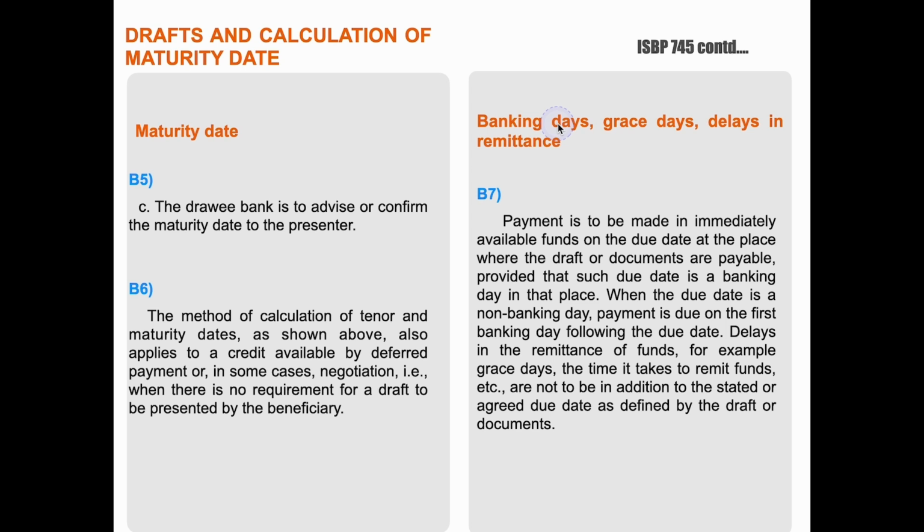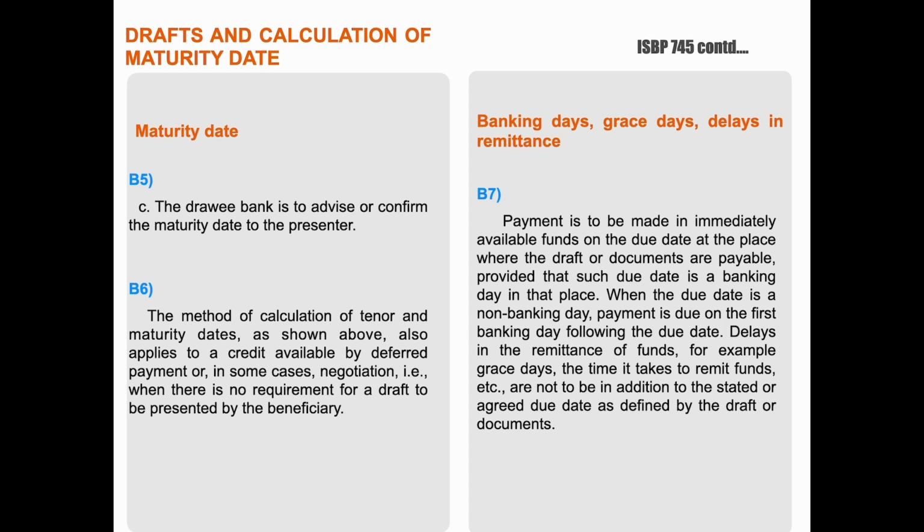Next one is banking days, grace days, delays in remittance. Payment is to be made in immediately available funds. What is meant by immediately available funds? Means, let's say the draft is in currency euro, then the funds must be settled in euro currency by the bank which is making the payment. They cannot settle the funds in USD since they are having the funds in USD, right? On the due date at the place where the draft or documents are payable, provided that such due date is a banking day in that place. Means the payment has to be made on the due date provided that day is a banking day for the bank which is making the payment.